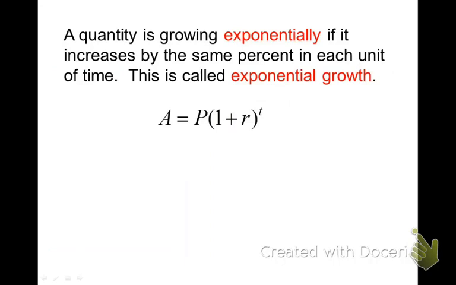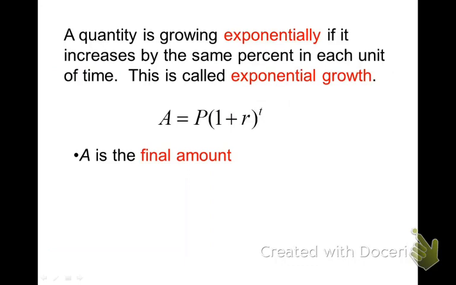This is our equation for exponential growth. A equals P times (1 plus R) to the T. A is the amount that you have at the end. P is the amount that you start with. R is the percent of growth, and T is time in years. So that's what each part of the formula means.